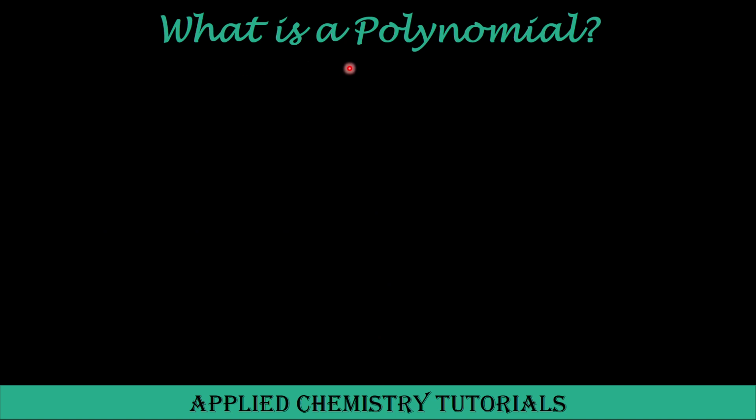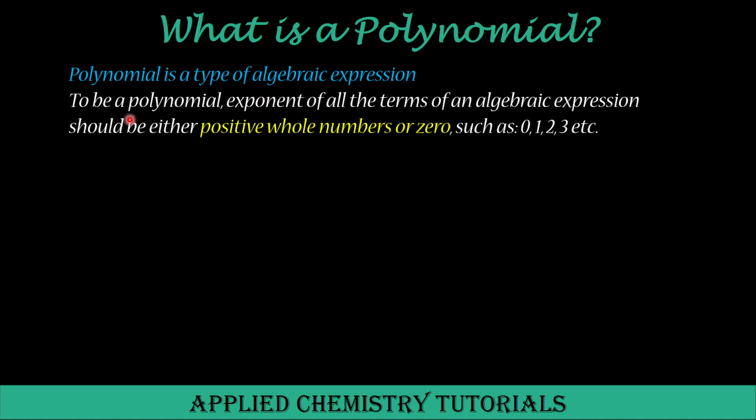Now let's talk about polynomial. So what is a polynomial? A polynomial is a type of algebraic expression. To be a polynomial, the exponent of all the terms of an algebraic expression should be either positive whole numbers or 0, such as 0, 1, 2, 3, etc.